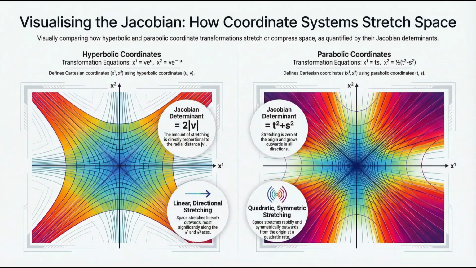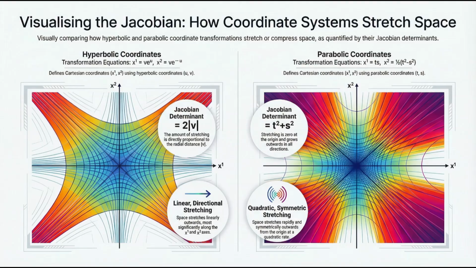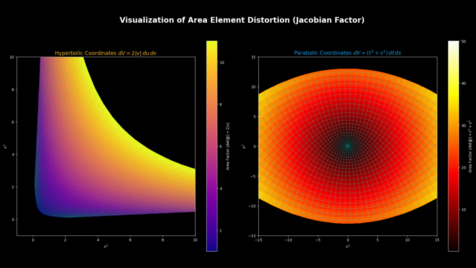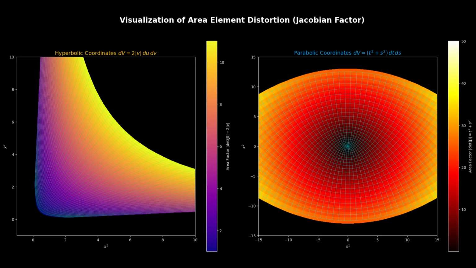This is the brief on the visual geometry of the Jacobian determinant in coordinate systems. So, when you use different coordinate systems like hyperbolic or parabolic, they actually end up stretching or compressing space. The source material shows how we can visualize this, using something called the Jacobian determinant to see exactly where all that stretching and squishing is happening.